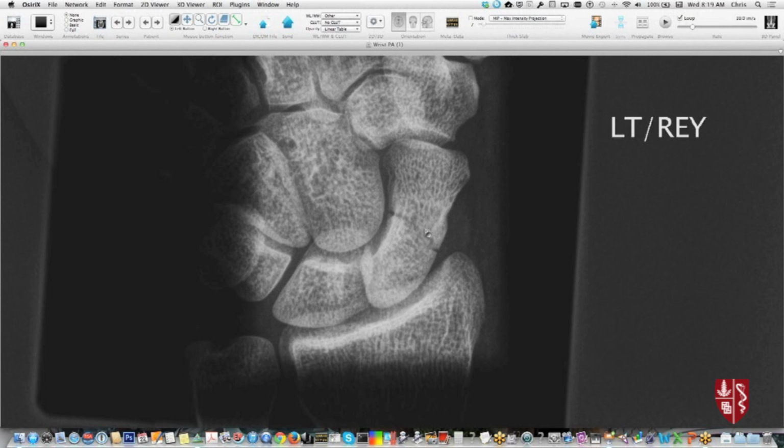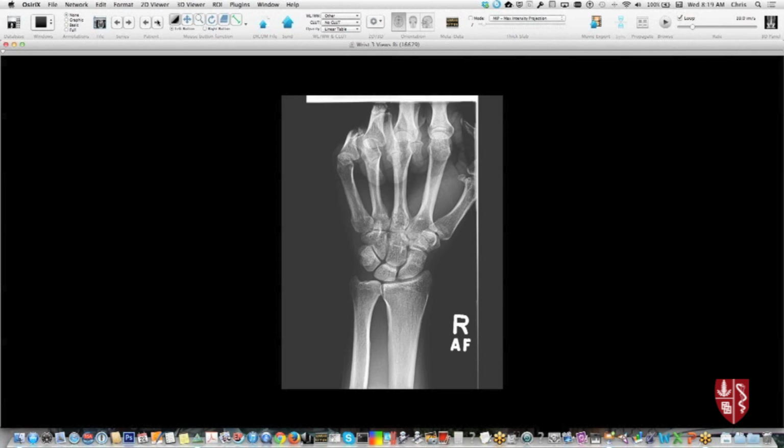And this is one of the situations where we always will say, if high suspicion, consider follow-up, or recommend follow-up films in 7 to 10 days, because we know these can be radiographically occult, and they're a big source of medical legal problems and chronic problems for the patient if this doesn't heal and goes on to avascular necrosis, for example. All right?